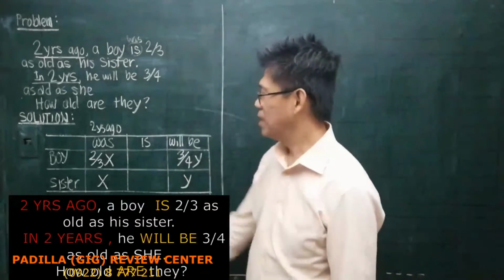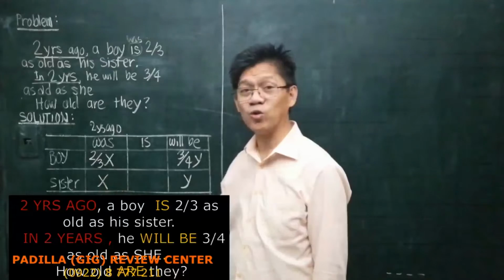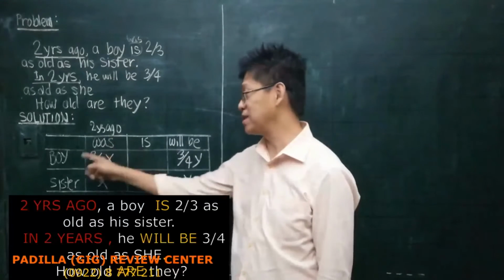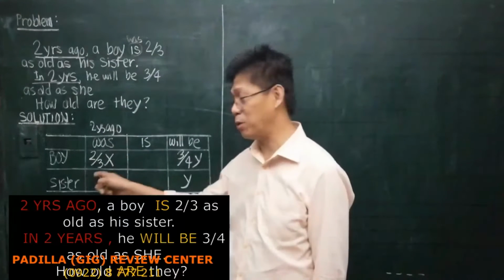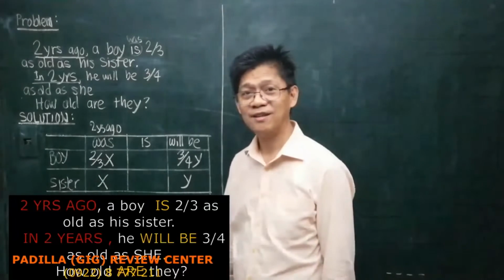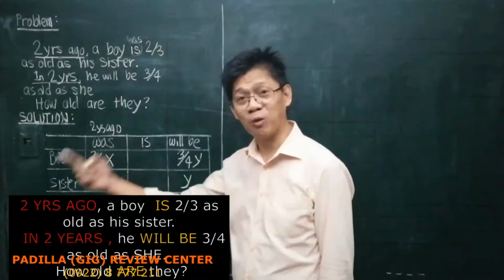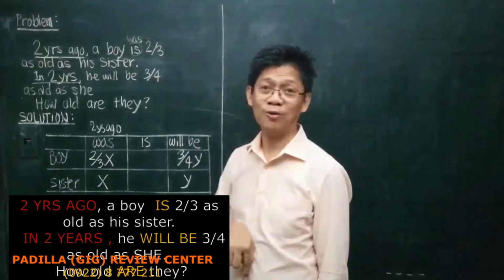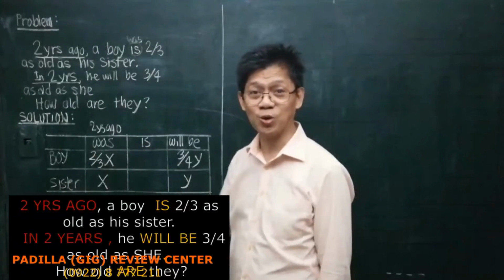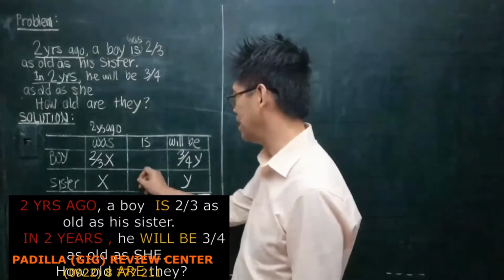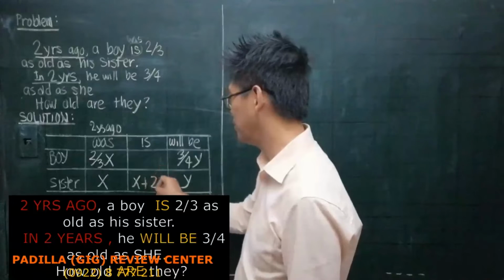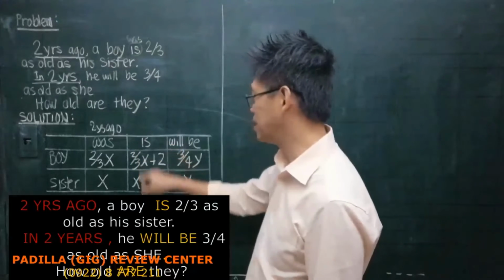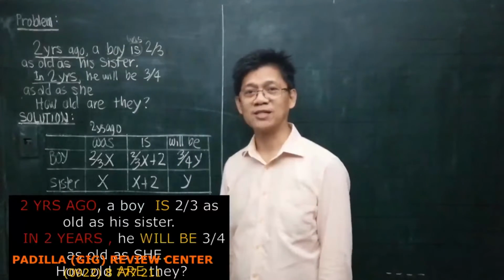Now, look here. These are their ages 2 years ago. So, at present, if this is the age 2 years ago, what will be their age at present? Parang ganito. If you're 20 years old 2 years ago, how old are you now? That would be 20 plus 2, right? So, this would be X plus 2. This is 2/3 X plus 2. Basically, we need to solve X.